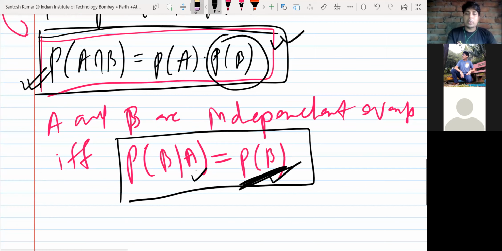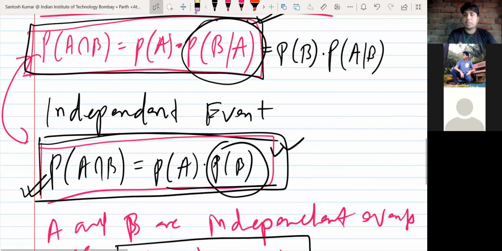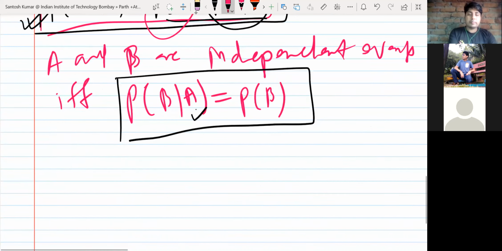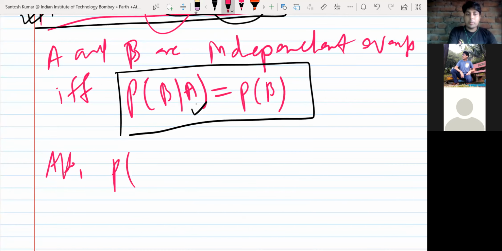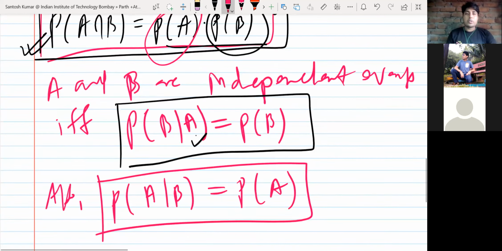So this is another way you can remember this. Similarly, if I compare this with this, you will find that in place of A given B we have probability of A. So you can also write probability of A given B will be probability of A. This is also a result from independence. So you can write independence of events in three ways.